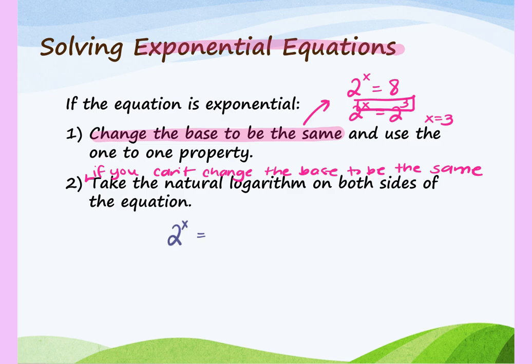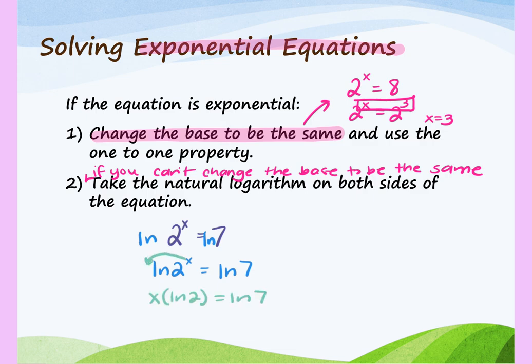2 to the x equals 7. There is no way to rewrite 7 as a base of 2. So instead, we ln both sides of this equation. I end up with ln of 2 to the x equals ln of 7. And then I use my expansion rule to bump the exponent to the front.